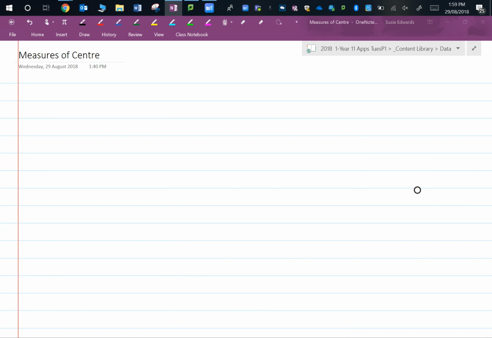So measures of centre means like the middle. We're trying to find the middle of the data. Can anyone tell me what mean, mode, and median are?